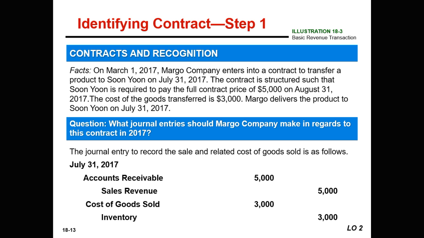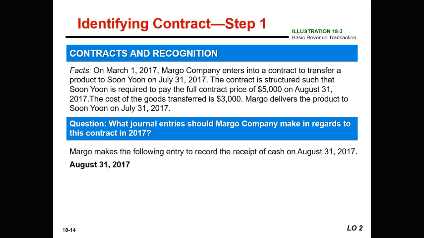There will be full contract price of $5,000 paid on August 31st. Product will be delivered on July 31st. Payment terms were also identified in that. And there's probability that this consideration will be collected. So moving forward, on August 31st, when they receive the cash from Soon Yoon, we would increase our cash $5,000 and reduce our assets in the accounts receivable section by $5,000.